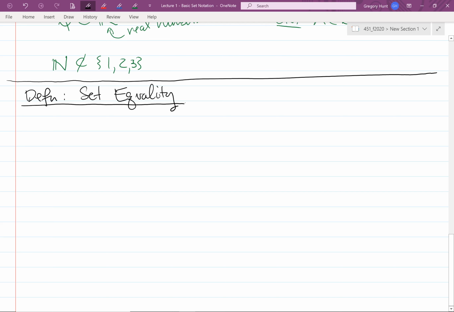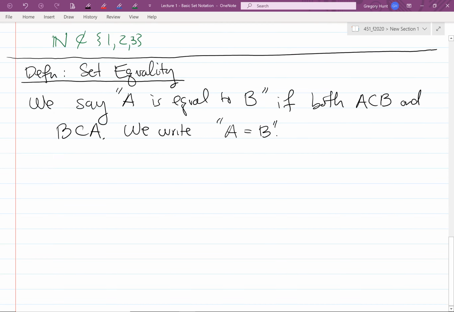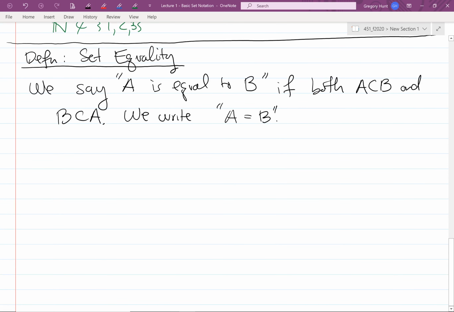And the kind of obvious definition of set equality is that two sets are equal if they have the same elements. More formally, we say, quote, A is equal to B, so set A is equal to some other set B, if both A is a subset of B and B is a subset of A. So they contain each other. In this case, we write, quote, A equals sign B. So that's the formal definition, that they contain each other.